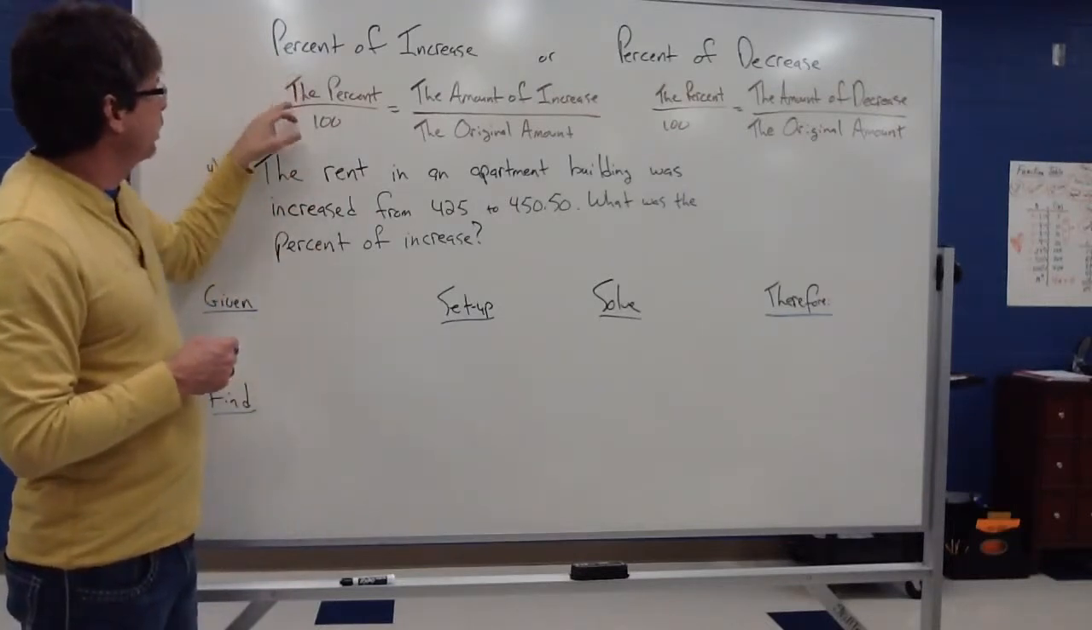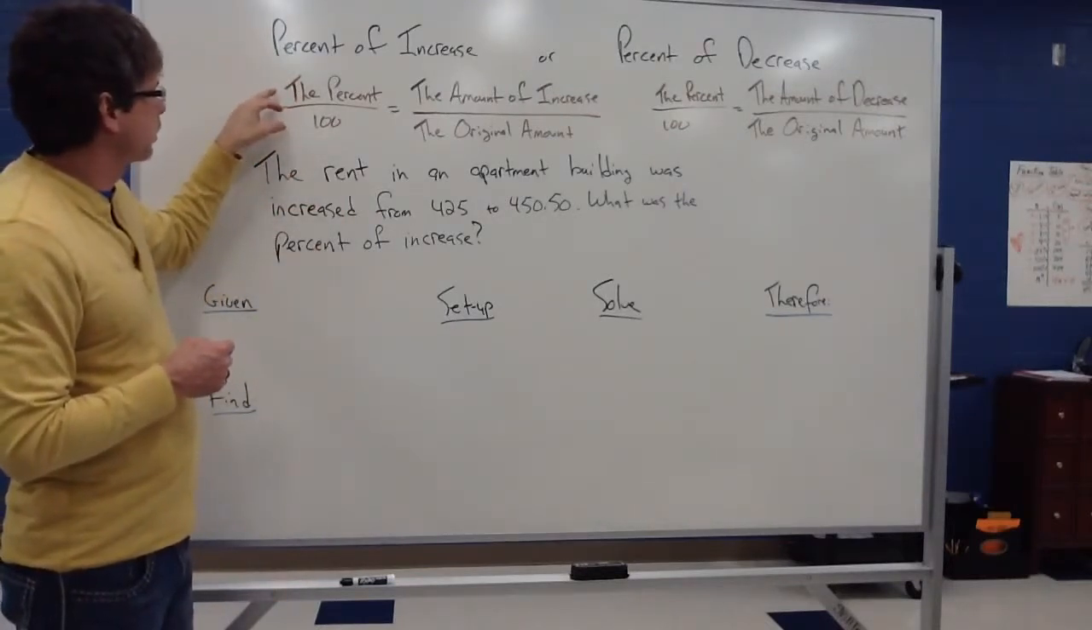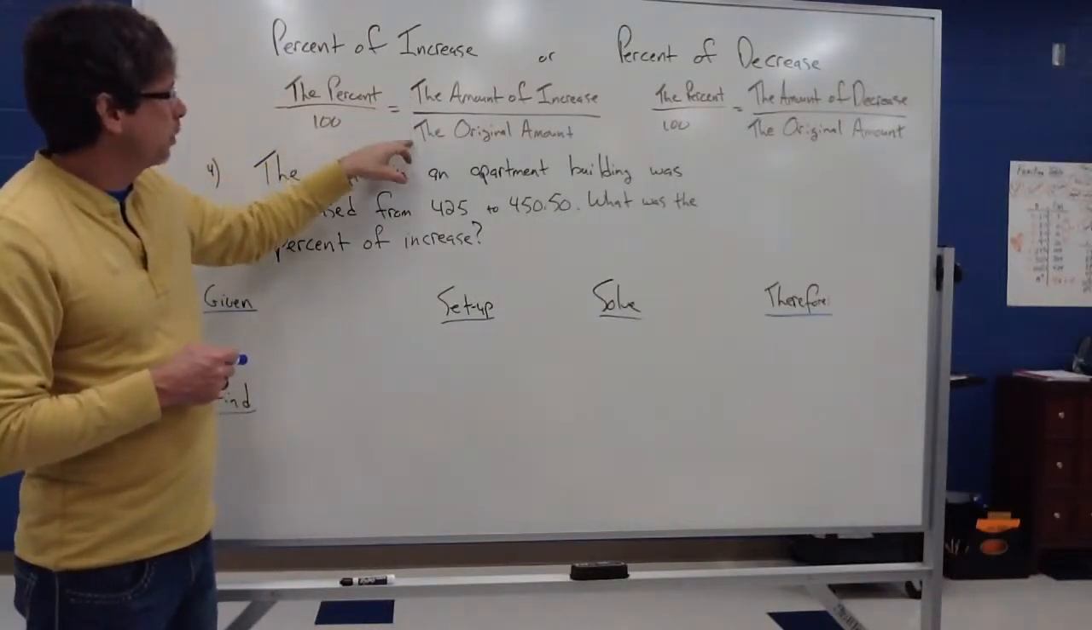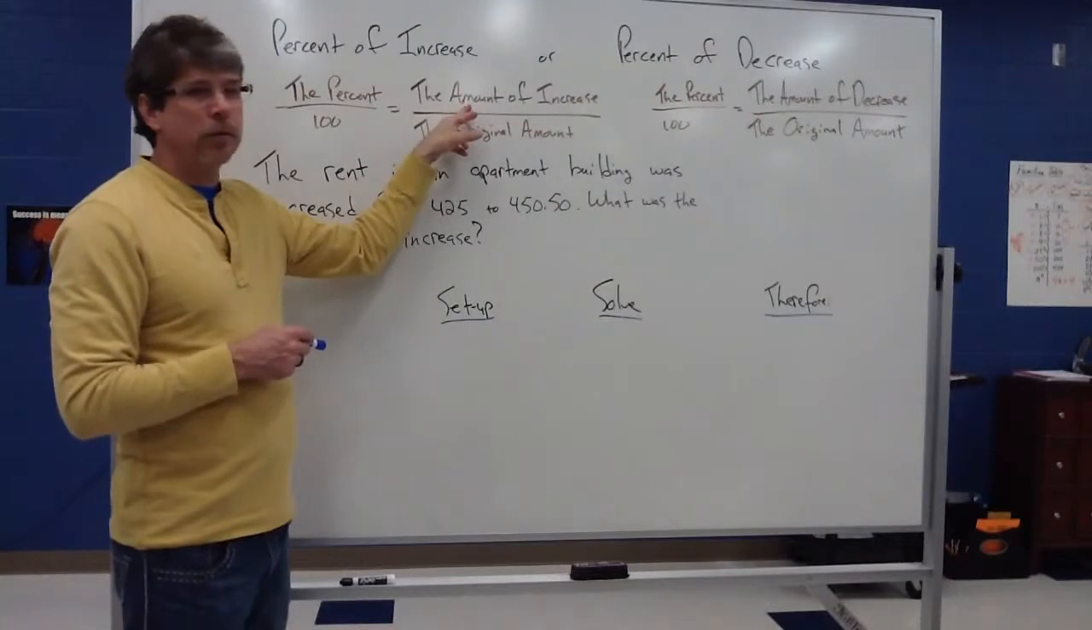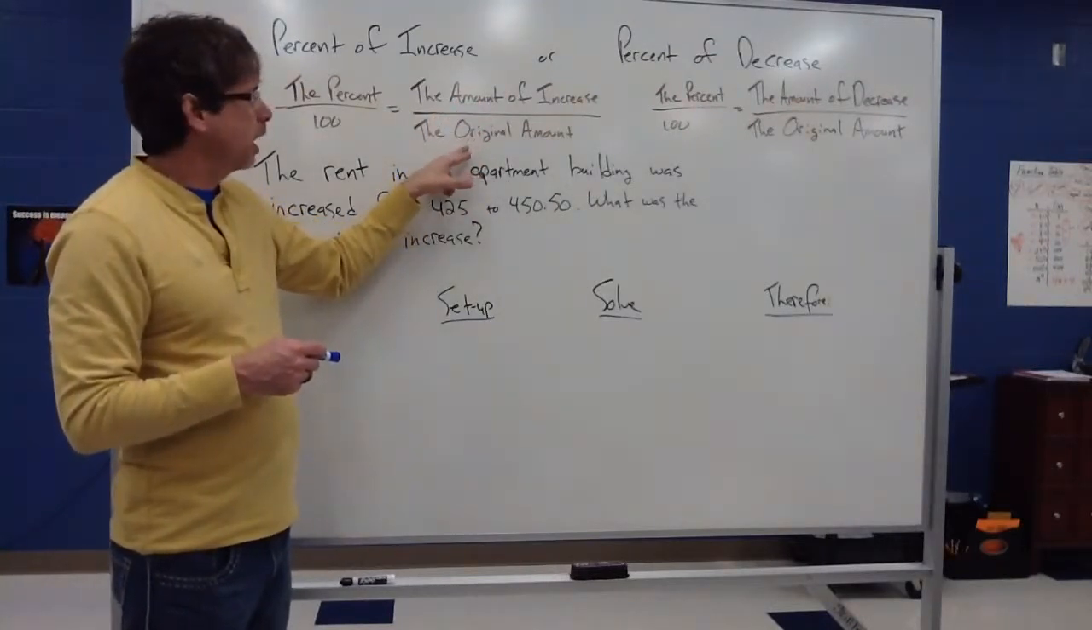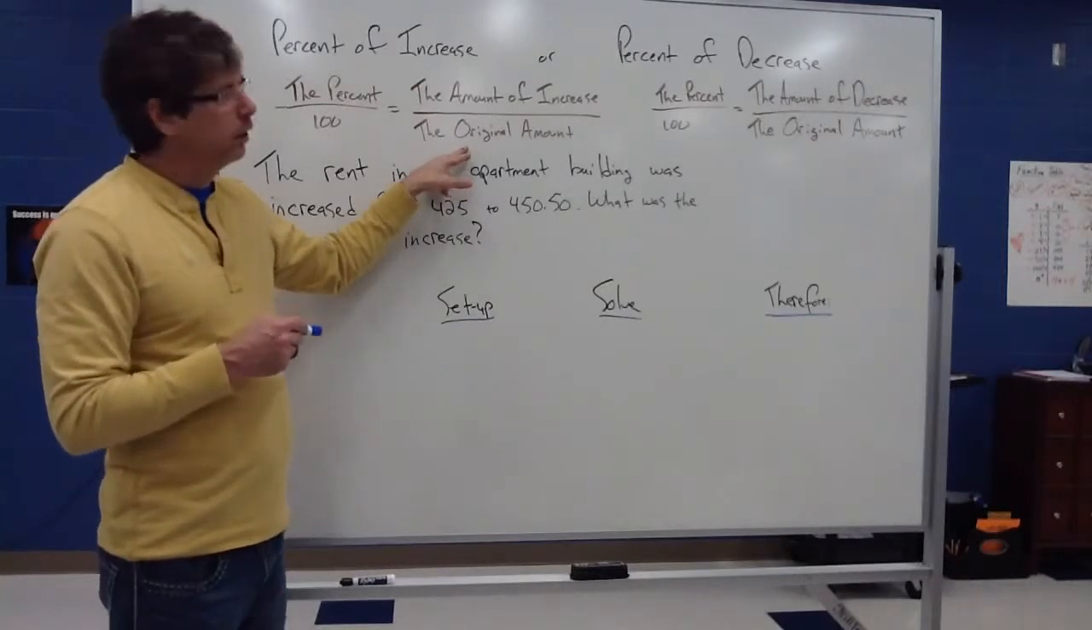So for the percent of increase, the formula is a little different. We have the percent over 100, the amount of increase over the original amount. So notice that's still the part. The amount of increase is the part. And the bottom number has got to be what the original amount was in the problem.